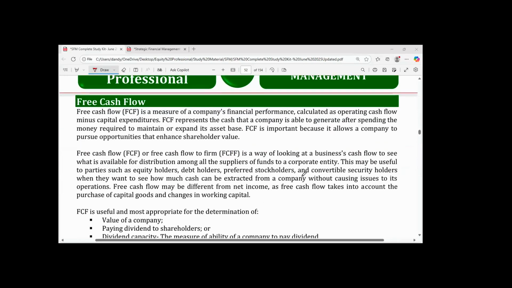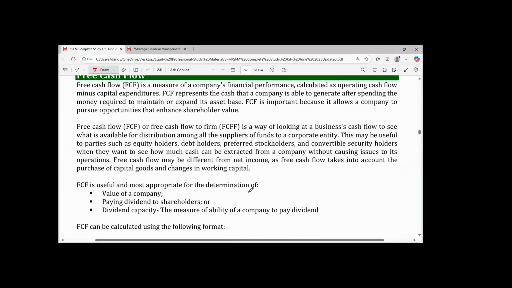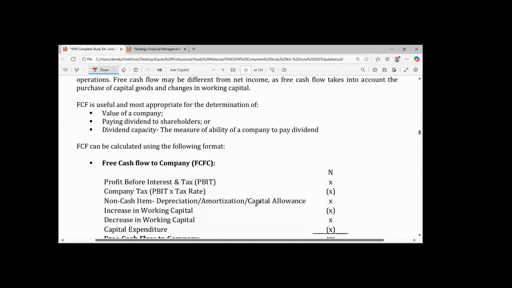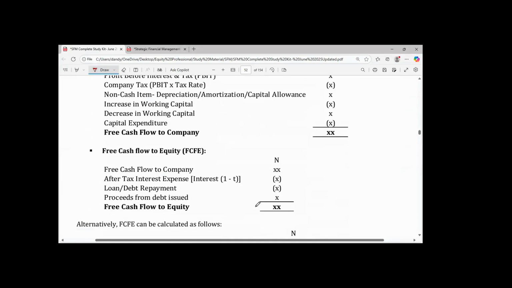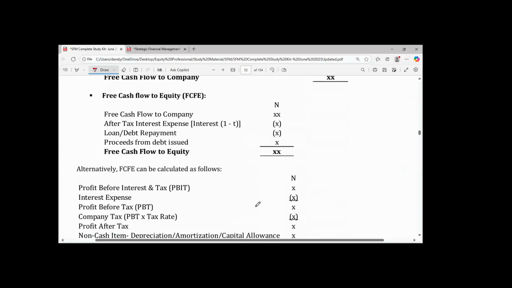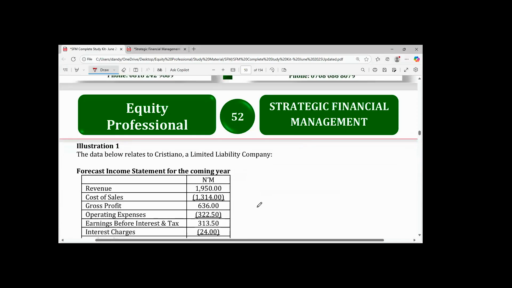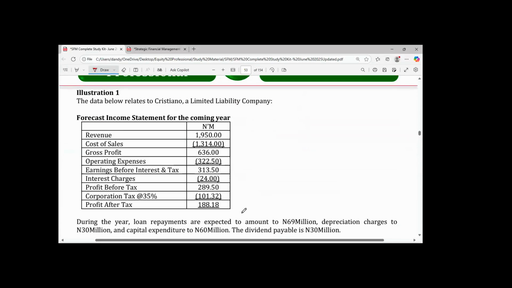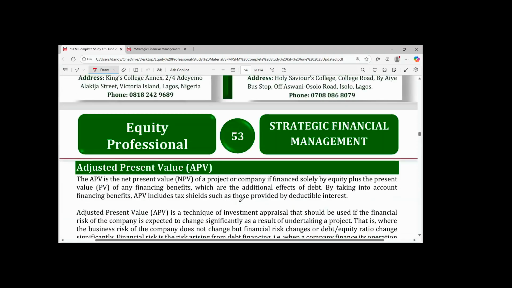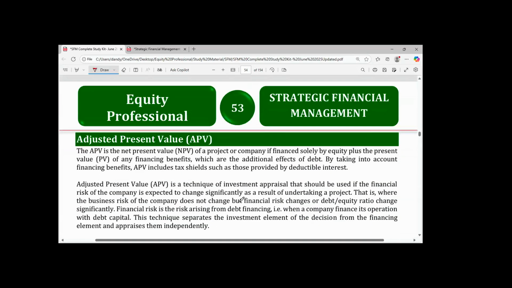So in our last class, we started adjusted present value, and I was able to explain the underlying concept of APV. And we said today we are going to do purely calculation. We can't solve more than one question because it takes time. Not only that, we still have a lot to cover. So after we are done with the illustration that we want to solve, we can then proceed to risk and uncertainty. All right.